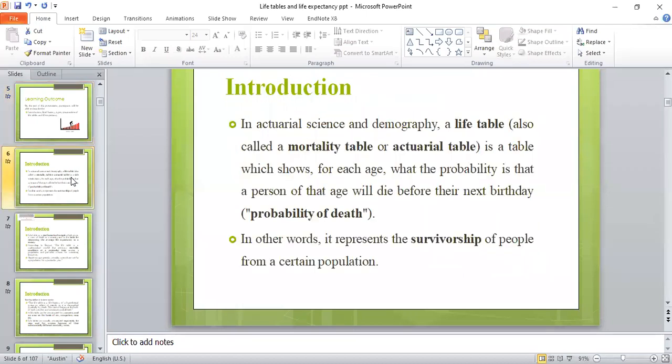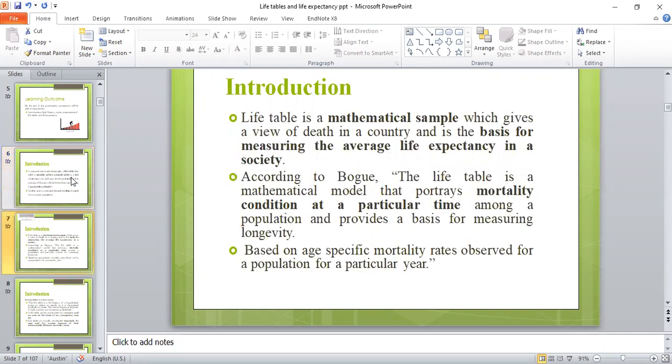Introduction. In actuarial science and demography, a life table, also called a mortality table or actuarial table, is a table which shows for each age what the probability is that a person of that age will die before their next birthday. It is actually the probability of death. In other words, it presents the survivorship of people from a certain population.